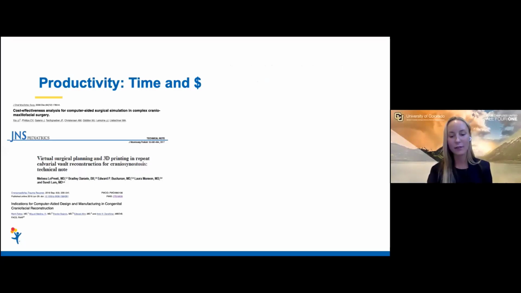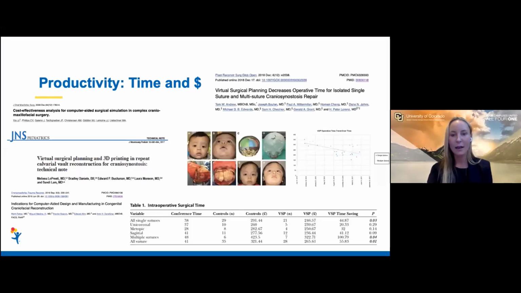There are some demonstrations of time and material improvement of cost compared to conventional techniques, but some raise concern of accessibility, the need for radiation, and whether or not insurance actually covers all of these models and designs. This is a comparative case control study of non-virtually surgically planned versus virtually surgically planned open procedures, and showed that you decrease operative time by 44 minutes in single suture and by 100 minutes in multi-sutural. And it also demonstrated a trend towards decreased operative time over the course of this VSP study period, implying a learning curve.